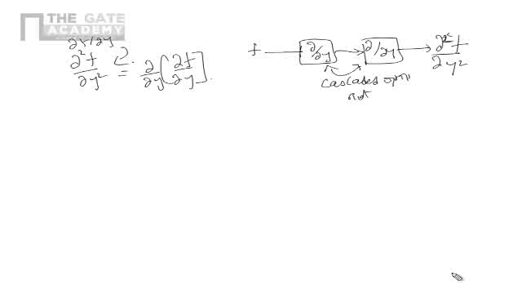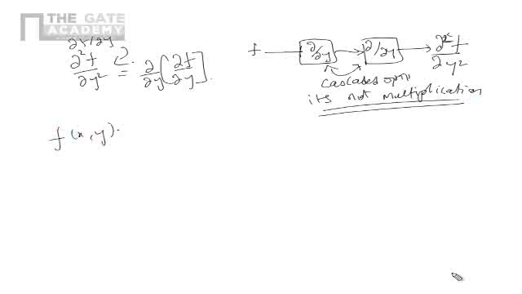It's not multiplication. Please remember this. I am repeating it so that it gets registered in our mind. It is not multiplication. Okay, now let us go back. f(x, y), what was given? x³ + y³ + 3x²y + 3xy² + 2x²y². Correct?